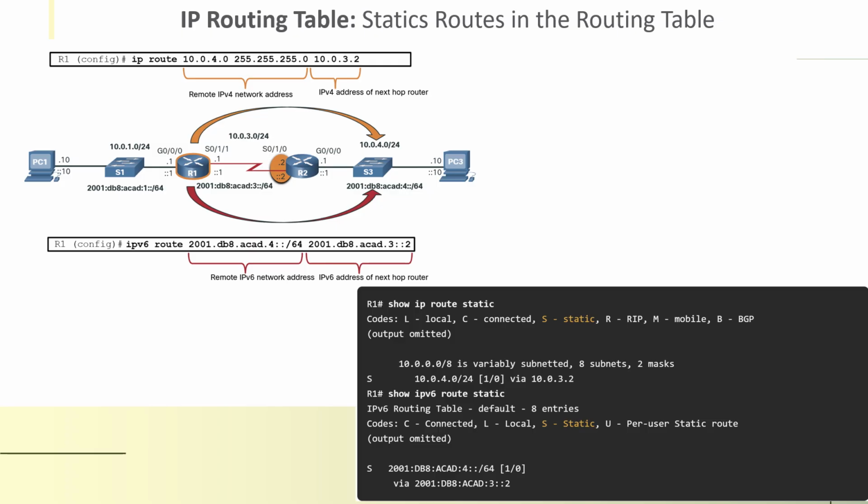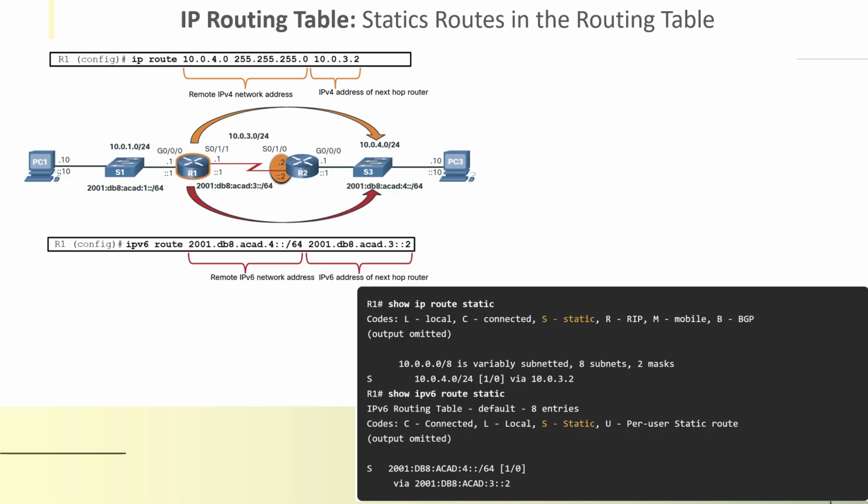We can see that both entries use the status code S, which indicates that this route was learned by a static route. Both entries also include the IP address for the next hop router via the IP address, and the static parameter at the end of the command displays only static routes.